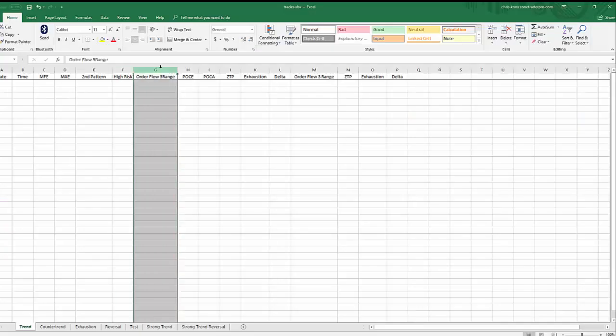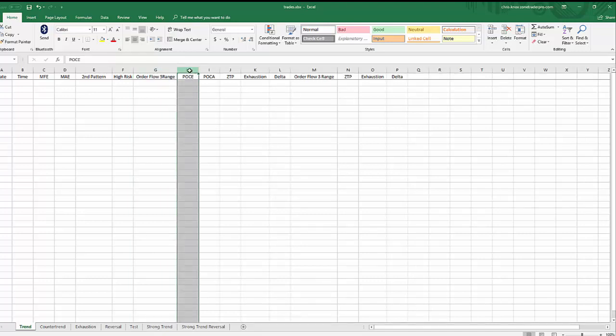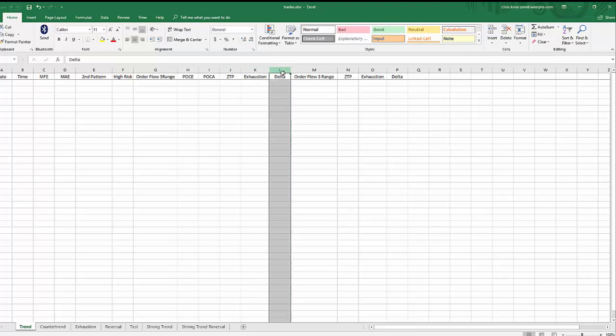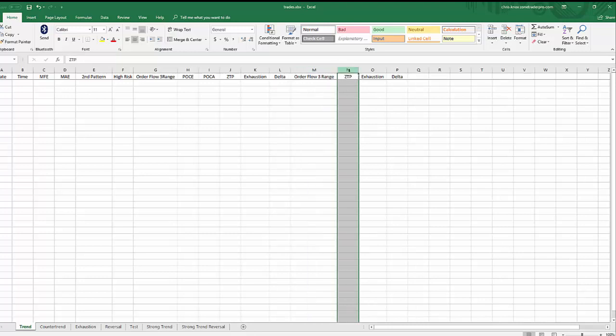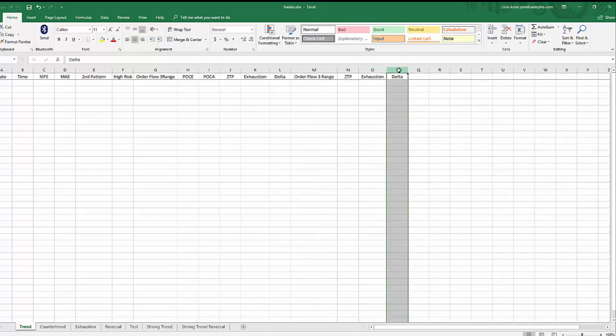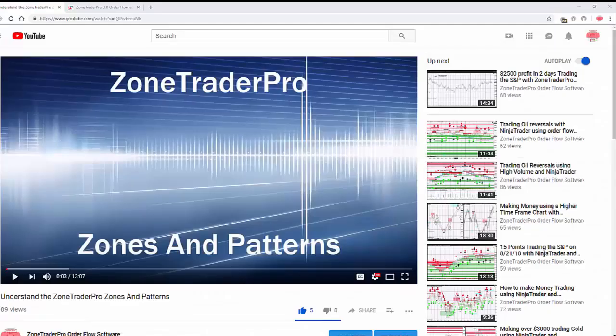The next thing I want to look at is what the order flow was in the 5 range. And I'm not really planning on putting anything in this column, but I'm planning on identifying when we have a point of control extension here, a point of control absorption, a ZTP order flow, an exhaustion pattern, or a delta change pattern. And in a similar way on the order flow 3 range chart, I'm not going to be placing anything in this column, but I'm going to be noting if we have a ZTP order flow, an exhaustion, or a delta. I'm going to break this video into 2 parts so that it's a little easier to watch now that you know how to set up the charts and the Excel worksheet.